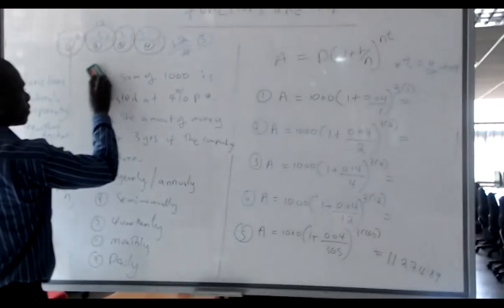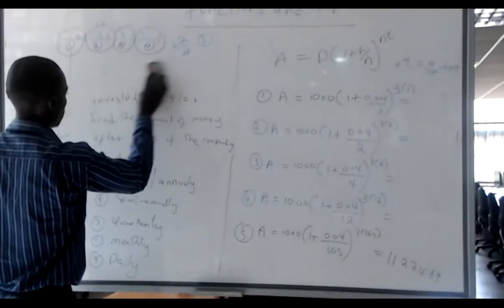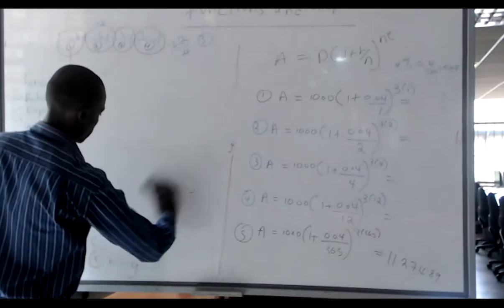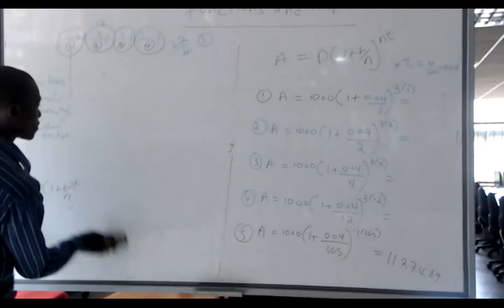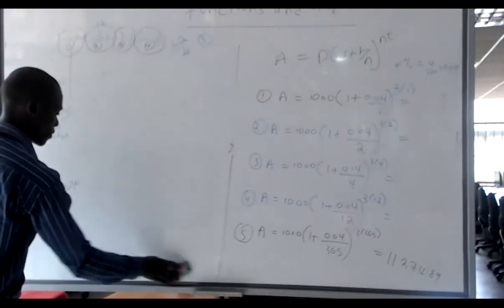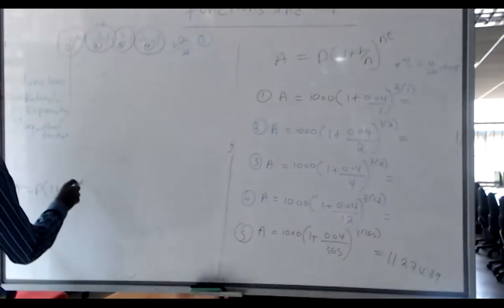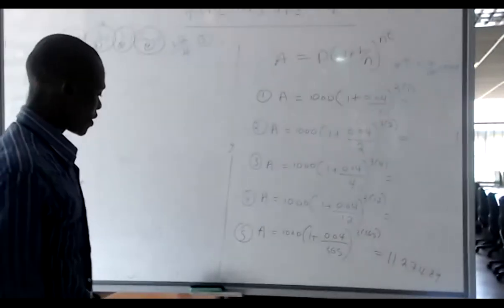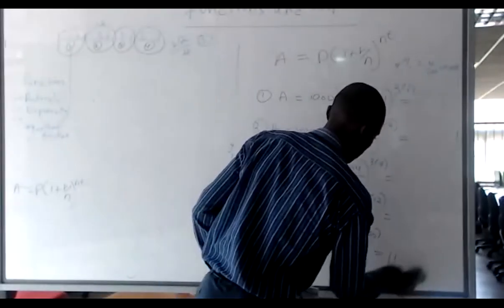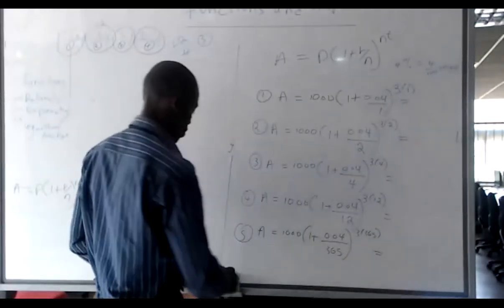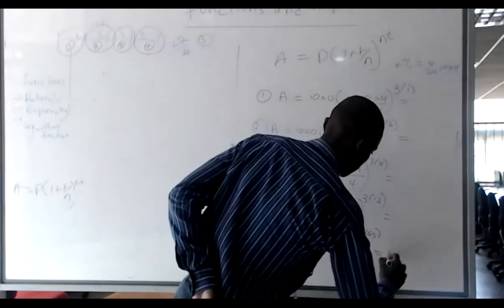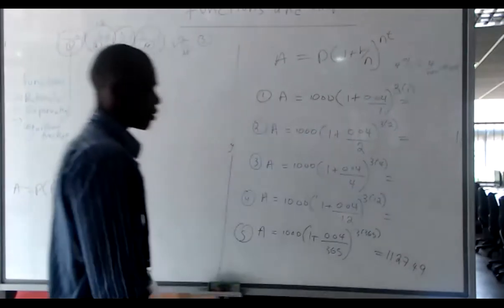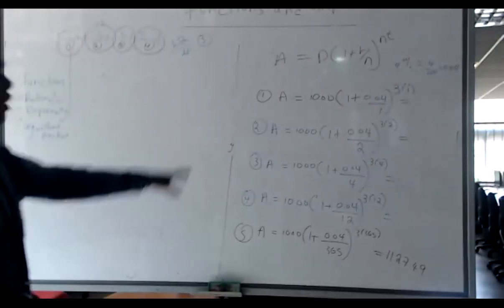I'm getting a different answer, 1127.49, not 11,000. I don't know whether the rest are getting that. Oh yes, I used 10,000 instead of 1,000. So it's 1127.49. Okay. How about the others?